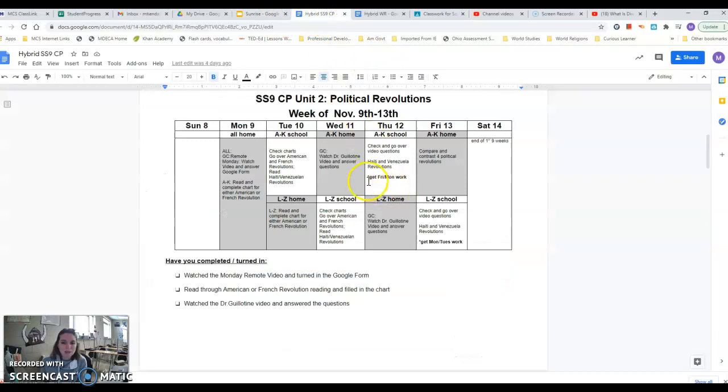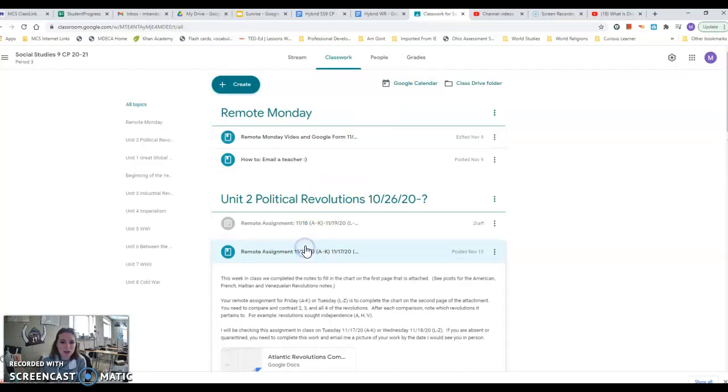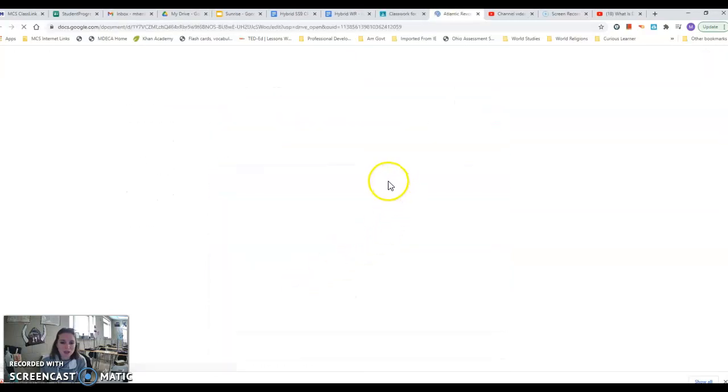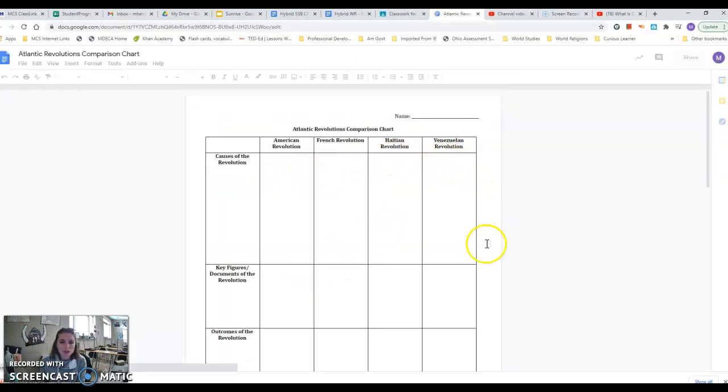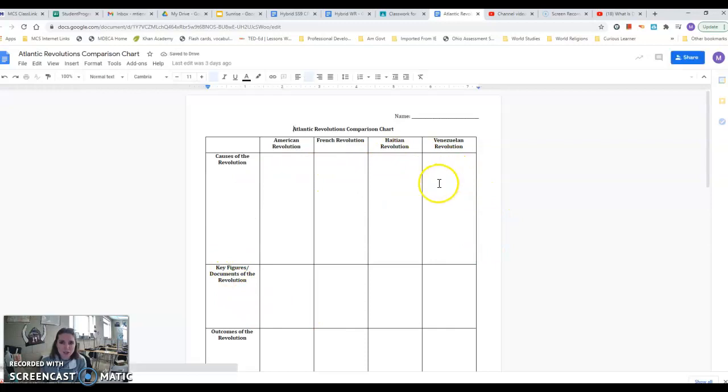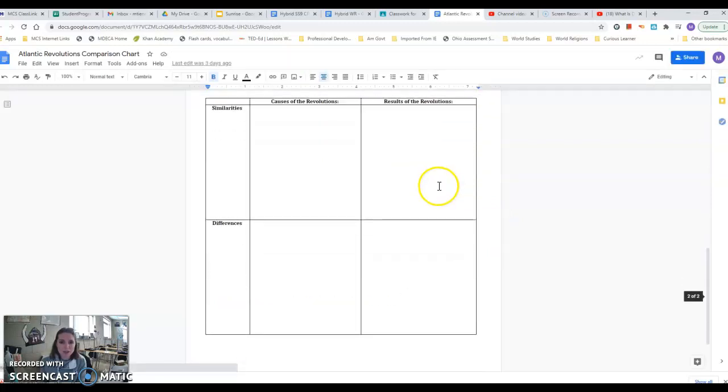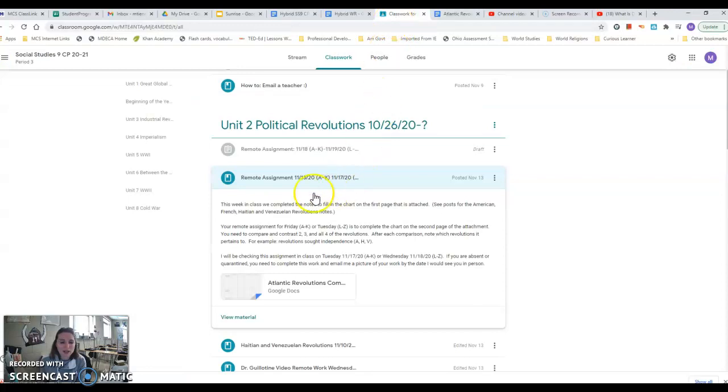Your assignments from last week, the last one that you need to do is compare and contrast the 4 political revolutions. So my A to K students, this was your remote assignment on Friday. L to Z students, this is your remote assignment for tomorrow. Again, that is also posted on Google Classroom. This is the chart that we filled out together in class last week with our notes. This is the assignment for your remote work for, like I said, either Friday or tomorrow, and the directions are explained here on Google Classroom.